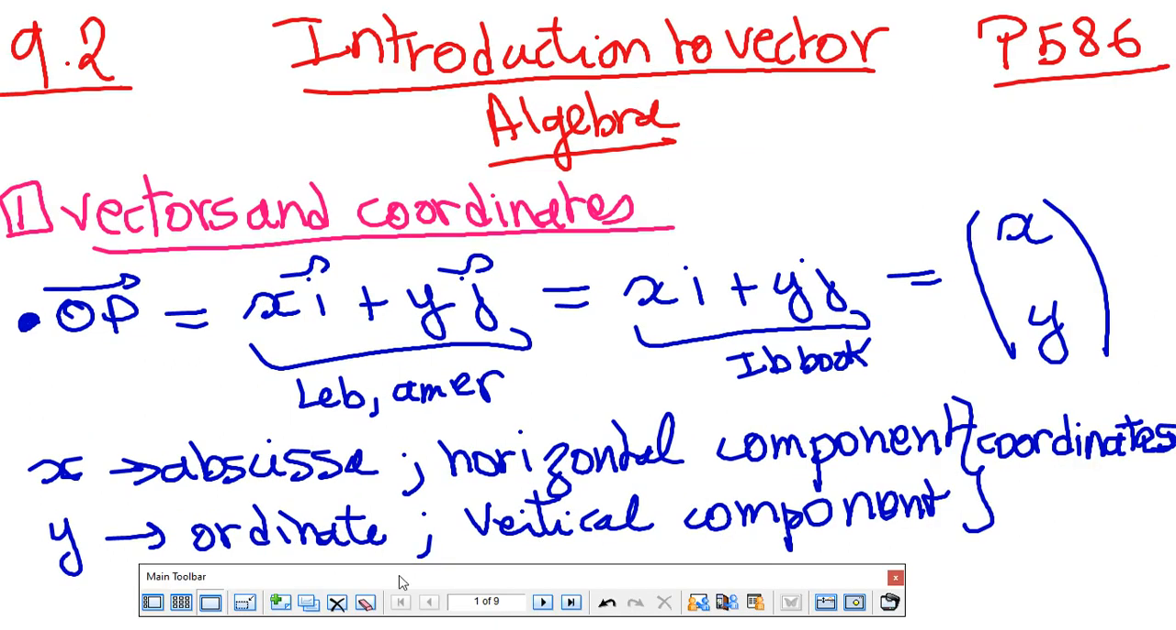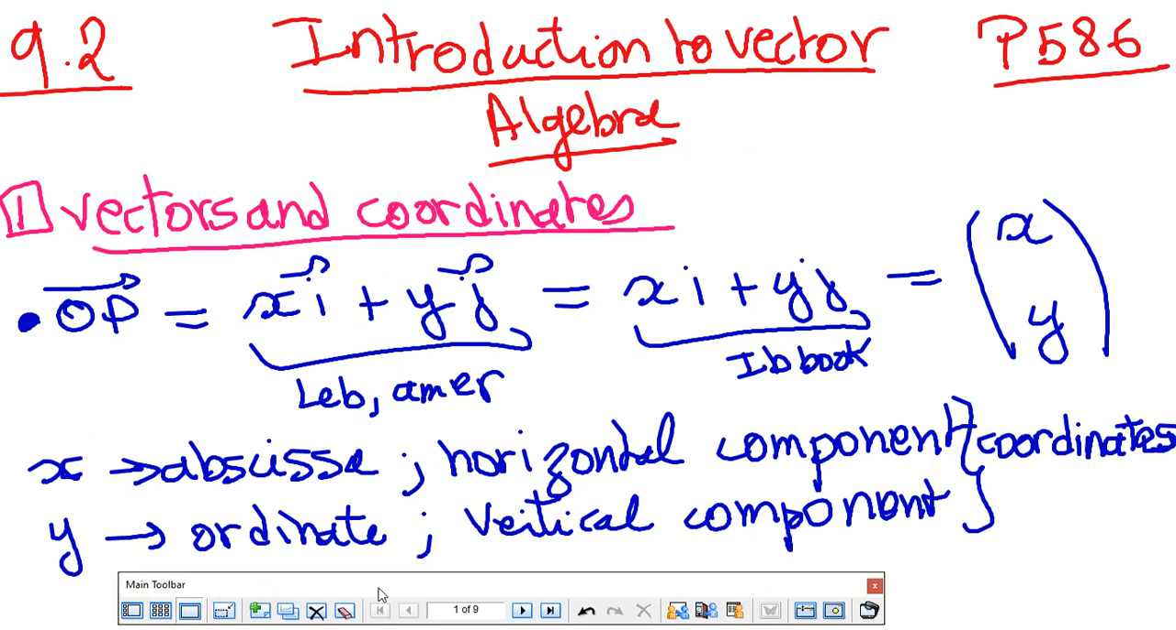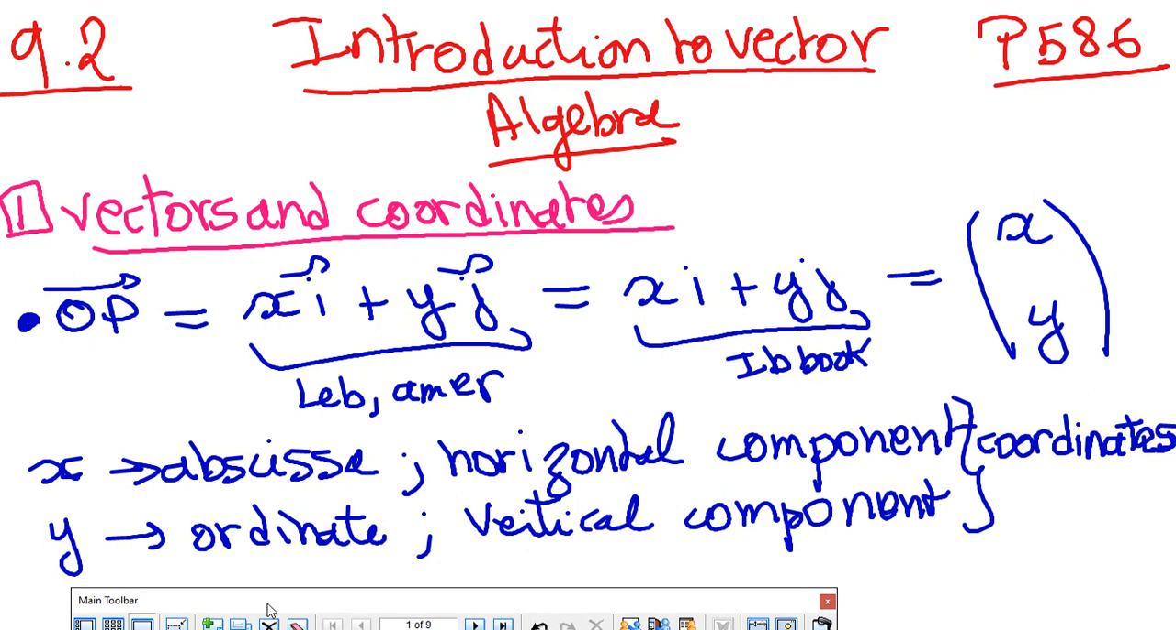Again, to the lesson of chapter vectors, we are in lesson 9.2, Introduction to Vector Algebra. In this lesson, we will see how we're going to do the operations with vectors. The first part in this lesson is the vectors and coordinates. It's a little bit like the language of the vectors and how we call each term of the vectors.